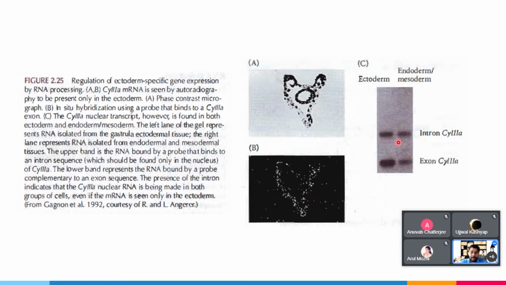When they detected it, they found that the intron-specific probe gives the same level of mRNA in both the ectoderm and the mesoderm. But in the case of the exon-specific probe, the ectodermal cells give a larger amount, while in the endoderm and mesoderm it gives the same levels as the intron-specific probe.